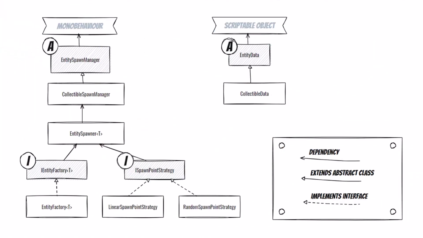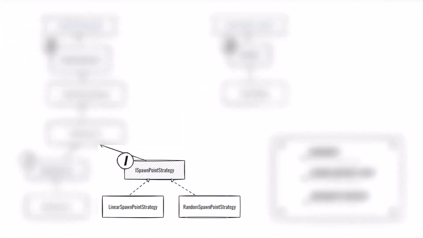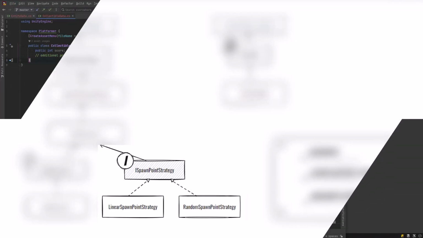Let's jump back over to our diagram because we're done with the data now. Let's talk about ISpawnPointStrategy. This interface is going to let us implement different strategies for selecting spawn points. One of them is going to be the linear spawn point strategy, which will just take every spawn point we've defined in an array and go through them one by one. The random spawn point strategy will pick them at random, just like it sounds. The benefit of using the strategy programming pattern is the spawner itself doesn't need to know how the strategy works. All it cares about is that the strategy returns a position where to spawn this particular entity.